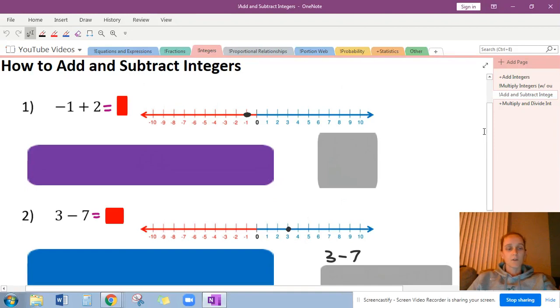Alright, in this video we're talking about how to add and subtract integers. So we're going to start with -1 plus 2. I'm going to do it two different ways. I'm going to do it using a number line, but then also using the positive and negative tiles.